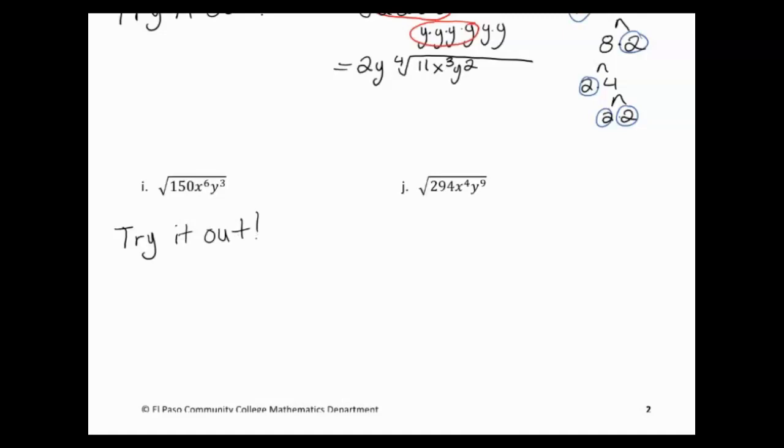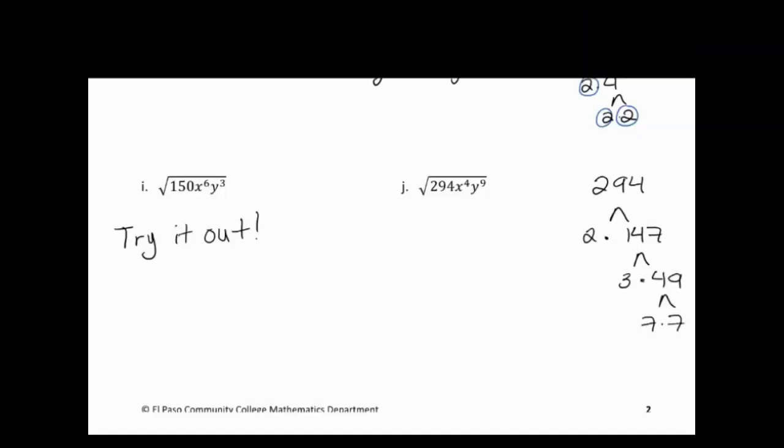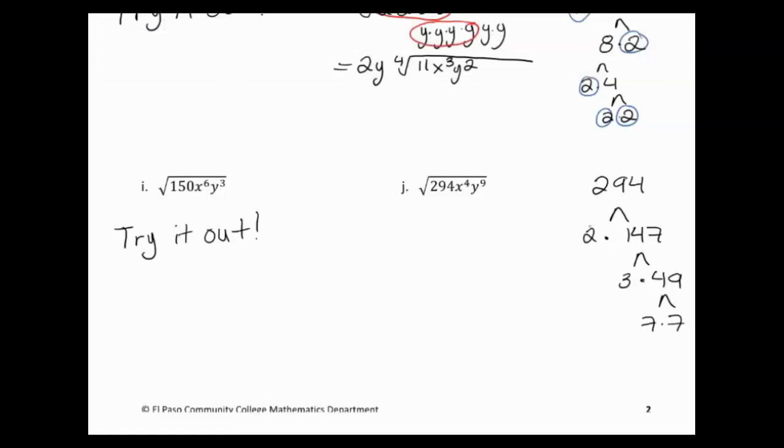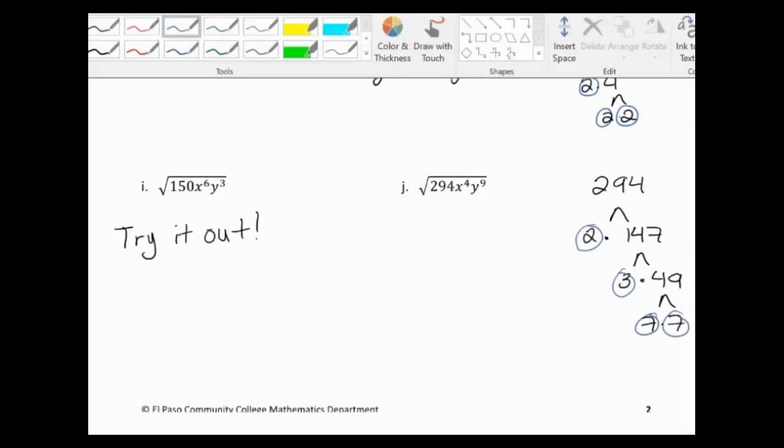Now let's take a look at example J. Let's find the prime factorization of 294. So two numbers I multiply give me 294. I'm going to use 2 times 147. 147 could be 3 times 49. And 49 is 7 times 7. So my prime factorization is 2 times 3 times 7 times 7.